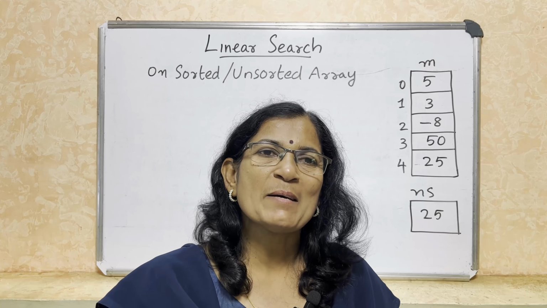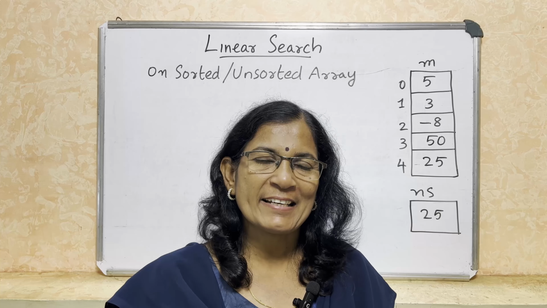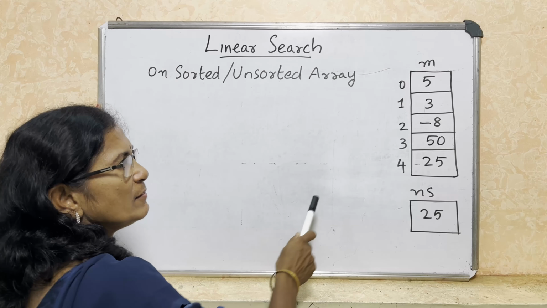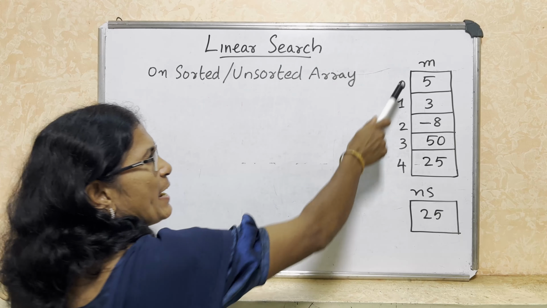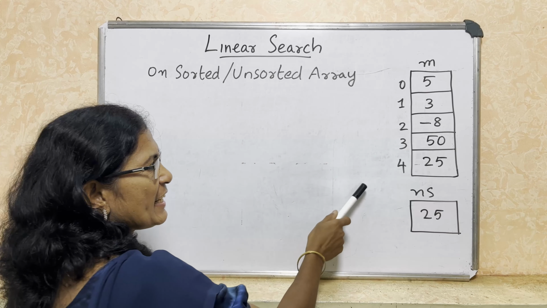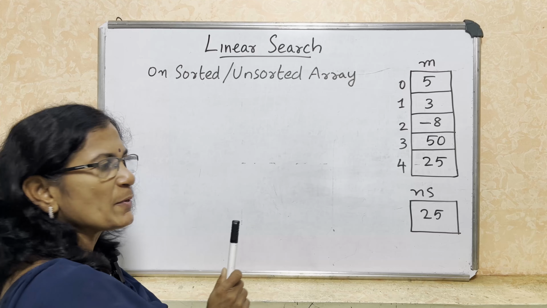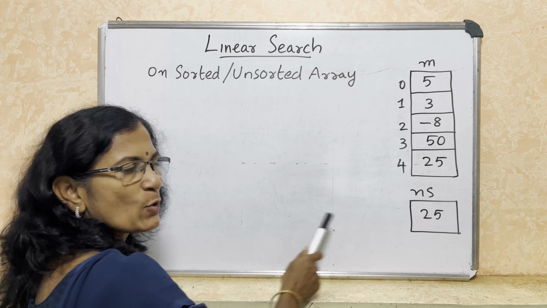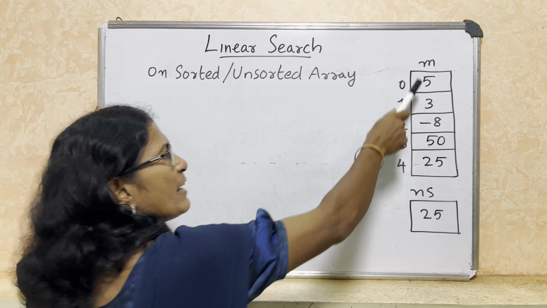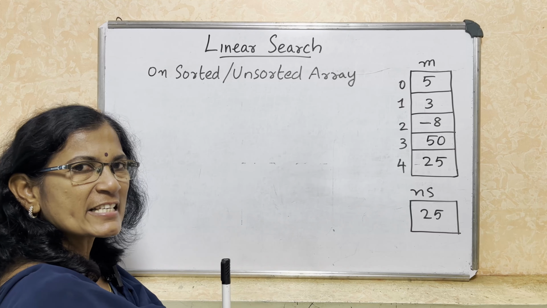Now, let's learn about linear search technique to look for a particular value in the array. Let's take an example. Here there is an array named M, which has 5 storage locations. It's an integer array. Array is filled with data and you want to look for a particular value in the array, say 25. Look at the array. Elements are not sorted. They are not arranged in ascending order or descending order.